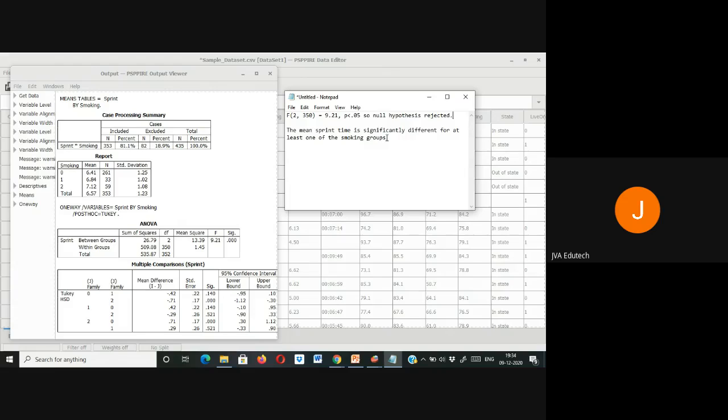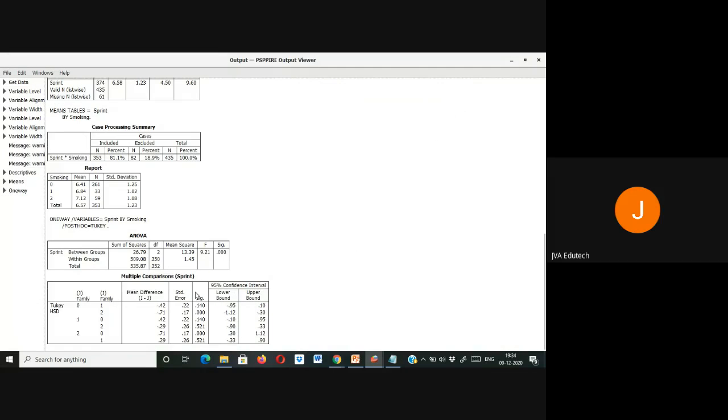Now, it will only tell you that at least one of these groups differs. Which of the groups differs from which one? For that, you have to go for the post hoc analysis. Now, the post hoc analysis says, let's compare 0 with 1 and 2. What is the significance value? 0.140. Do you have this table with you or not?